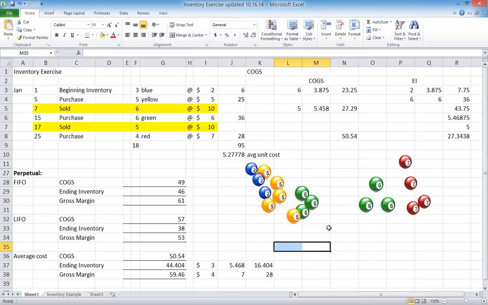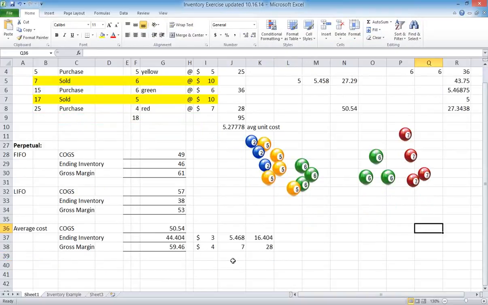If I'm doing LIFO, I would sell the 4 red ones, the 6 green ones, and 1 of the yellow ones, and that would be my cost of goods sold, and my ending inventory would be the 3 blues and the 4 red. Okay.